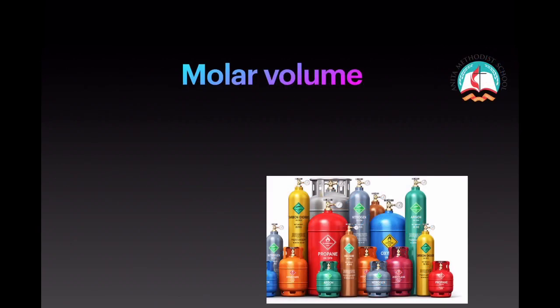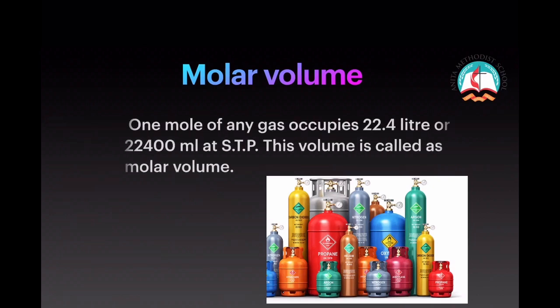Molar volume. 1 mole of any gas occupies 22.4 liter or 22,400 ml at STP. STP means standard temperature and pressure. So 1 mole of any gas occupies 22.4 liter. This is already determined experimentally. The gas could be any gas. If it is 1 mole, it occupies 22.4 liters, and this volume is called molar volume.